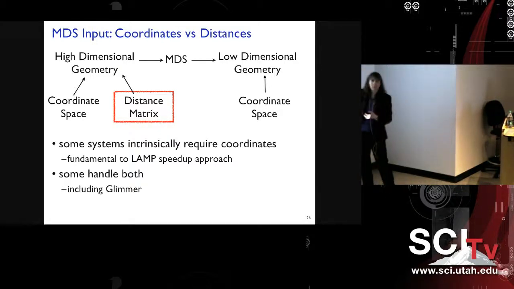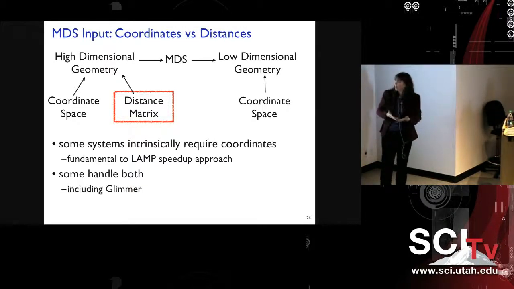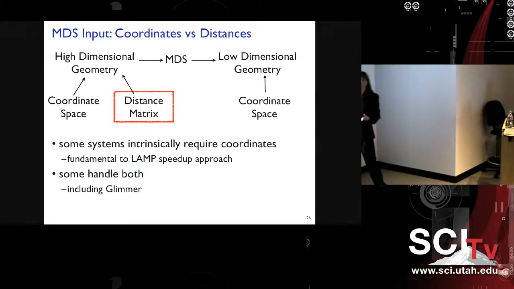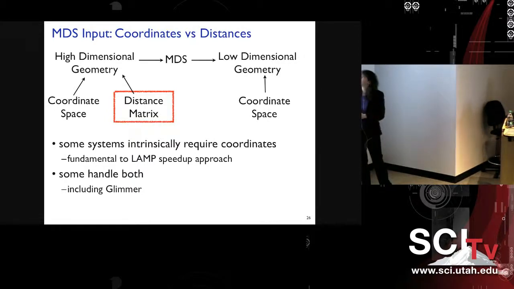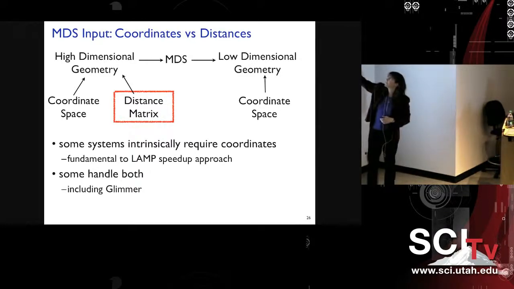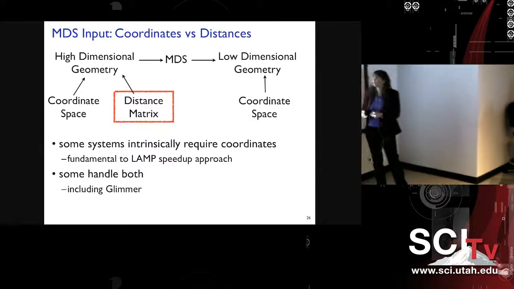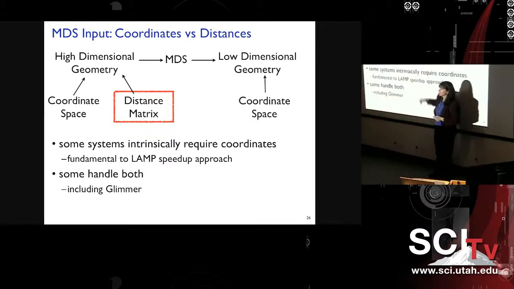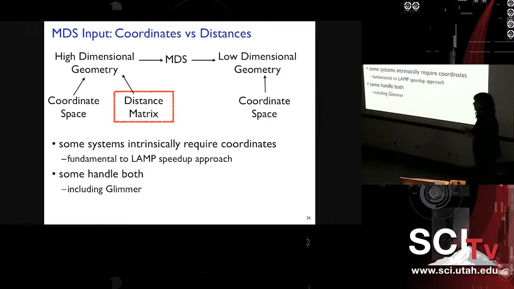Now, some algorithms actually can handle either one of these cases. Others assume coordinates. So some algorithms simply assume coordinates as a fundamental way that they attack the problem of speeding things up. So LAMP is one, for example, that doesn't work well with distance matrices. Other algorithms are agnostic, happy to take either one. Either you have coordinates or you have a distance matrix. And then in both cases, what you do is at the end of the day, you end up with a low-dimensional geometry where you do have coordinates in a lower-dimensional space. So coming back to the question that got asked, so wait, do they need the full distance matrix, or do they just handle part of it?